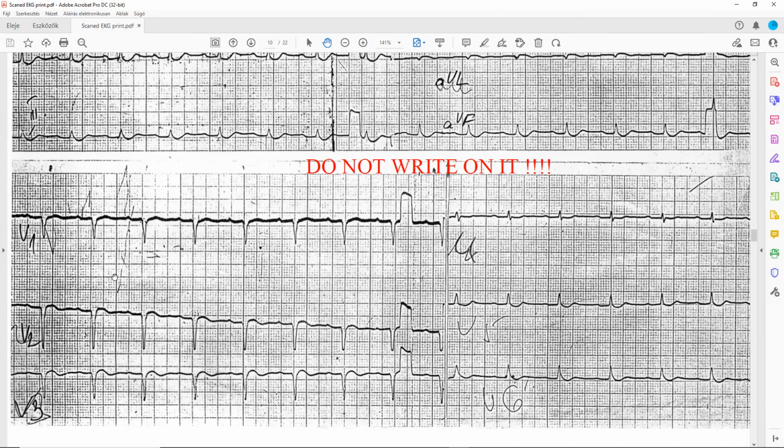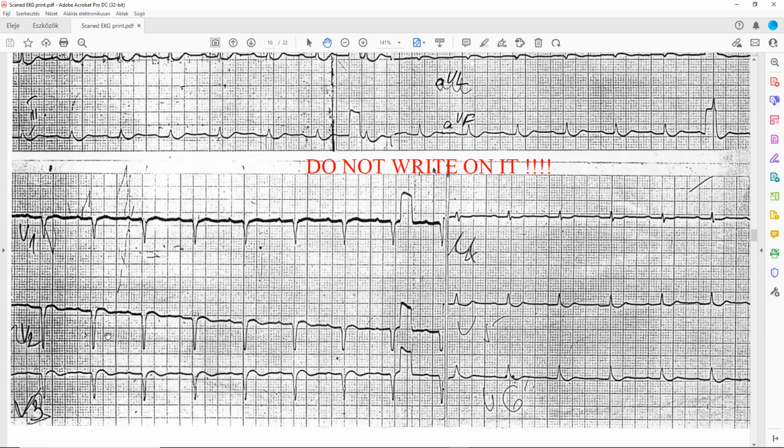What's the word for necrosis? Myocardial infarction. And what is the location? I see a little elevation in V2 and V3, but it's not the ST elevation. Pathological Q waves can be seen in V1, V2, V3. What is the location of this necrosis? The anteroseptal area. Yes. I remember the slide.